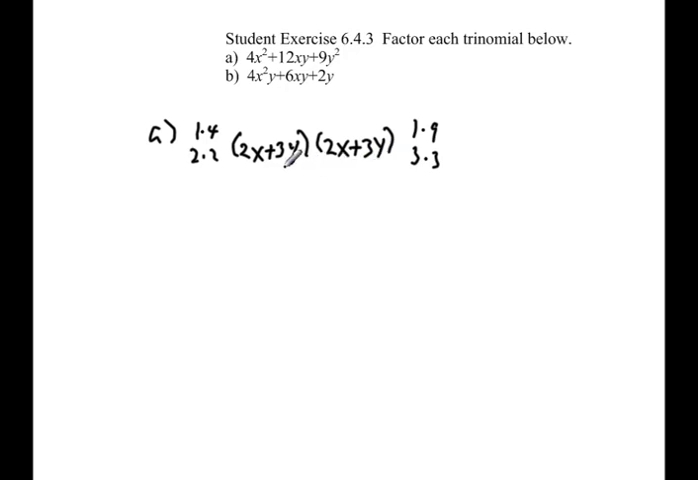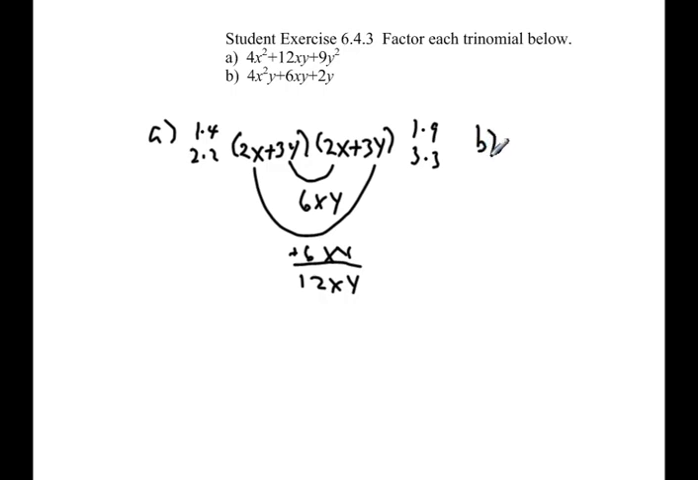Let's slow down here for a minute and make sure we get this right. 2x times 2x is 4x squared. 3y times 3y, 9y squared. Just got to check the middle term. 3 times 2 is 6xy. And then 2x times 3y is also 6xy, and we got it. Our result is 12xy, which means 2x plus 3y times 2x plus 3y is our answer.